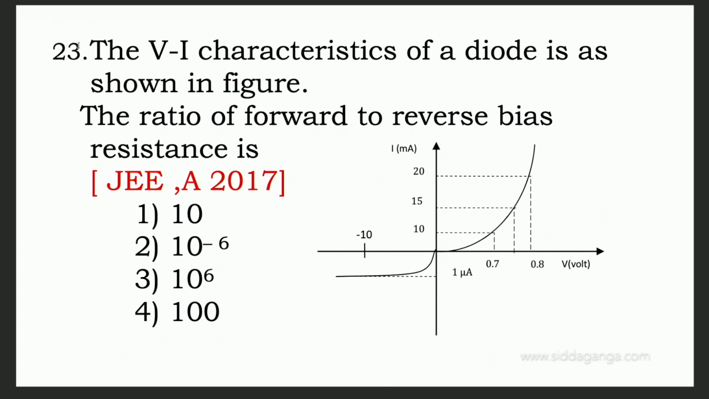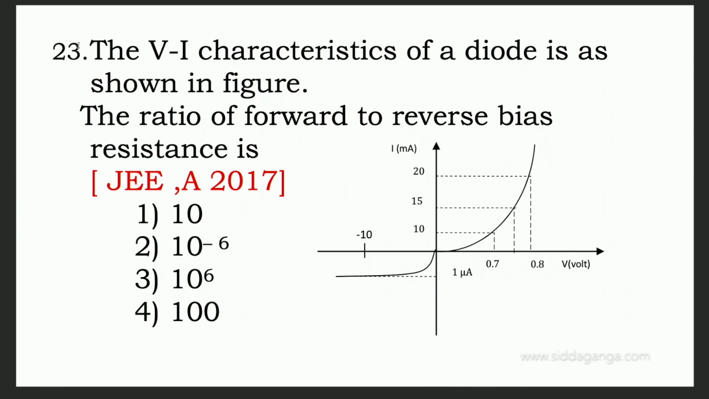sorry, 0.7 is not here, it may be 0.7, it is 0.8, it will come here and this also corresponding to that is 20 and 10, and if we join here it is becoming 1 microampere, and this is equal to minus 10 volt. So this is the figure.